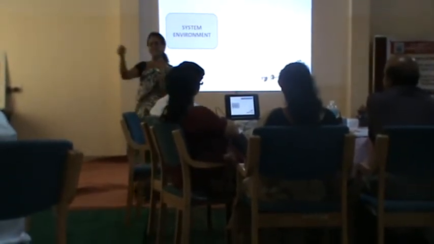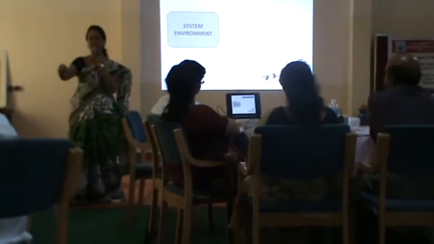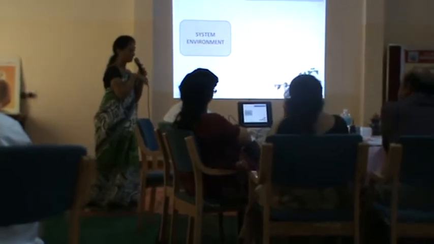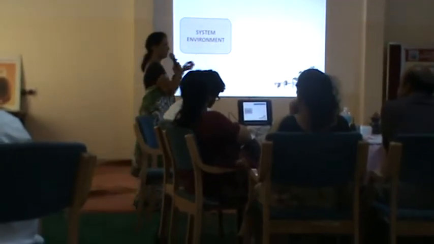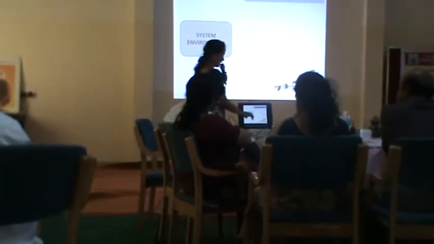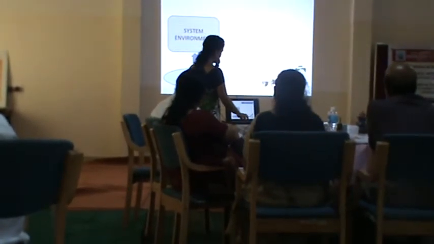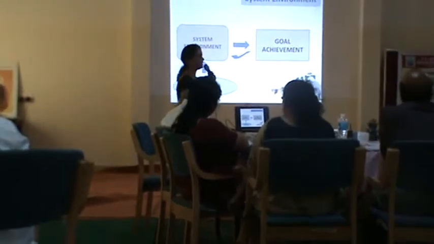So imagine the seed falling on dry land or somewhere else. It could be picked up by a bird and eaten. You don't expect the seed to grow into a small plant. So that's how the system and the environment, if it is conducive, is helpful to achieve the goal.